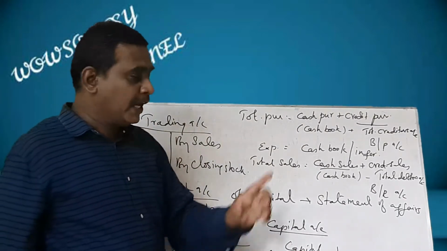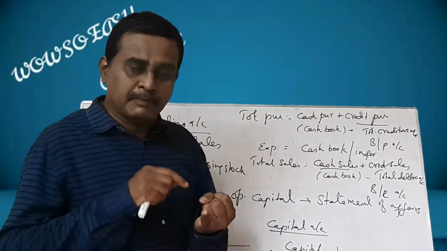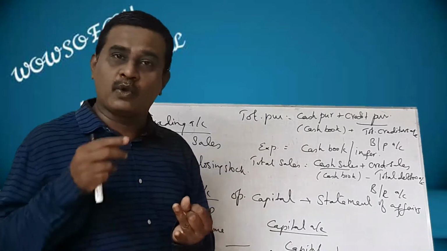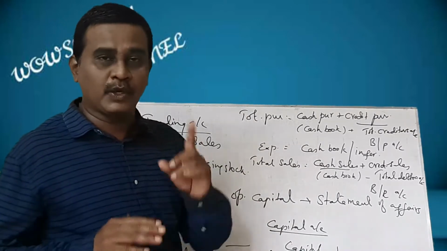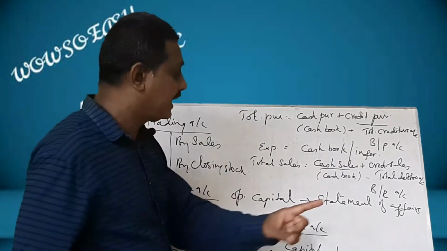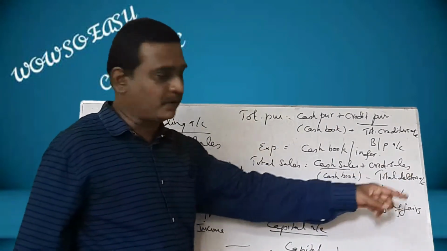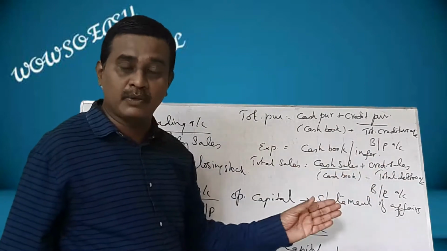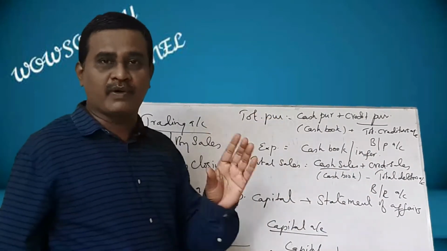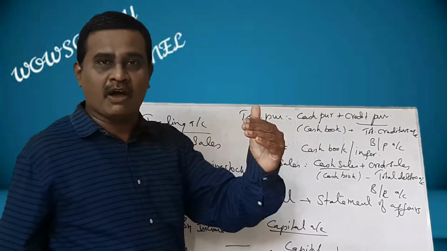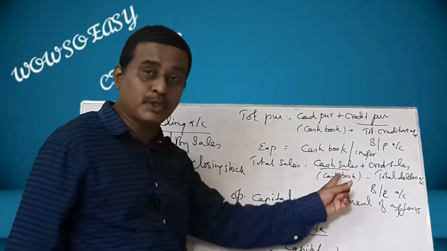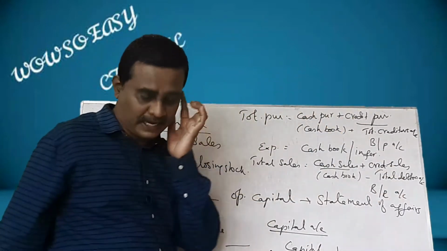What is that? If opening bills receivable and closing bills receivable are given, you have to prepare two accounts, that is bills receivable account and total debtors account. From the bills receivable account, you have to find out the amount for which bills receivables are received, and that amount should be taken to the total debtors account.